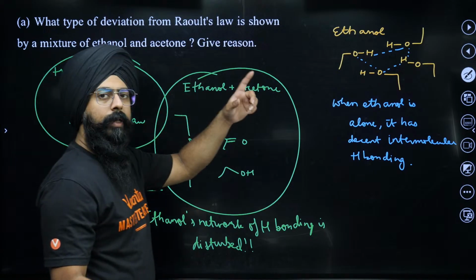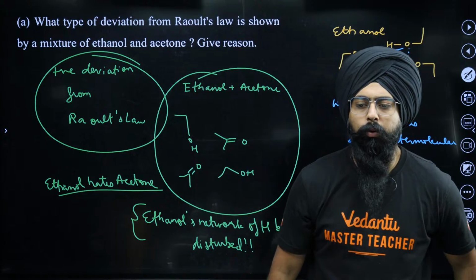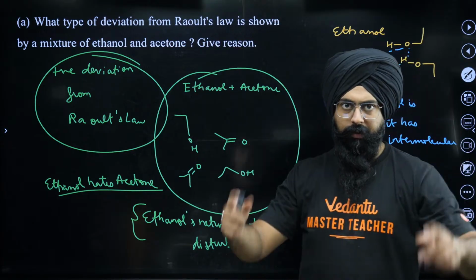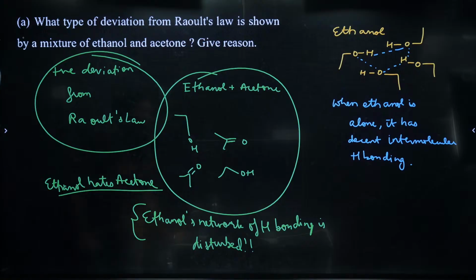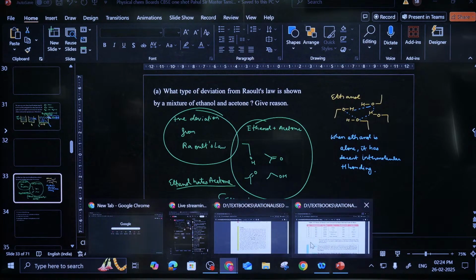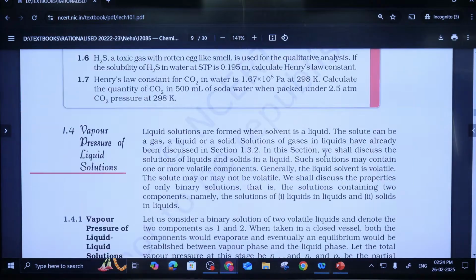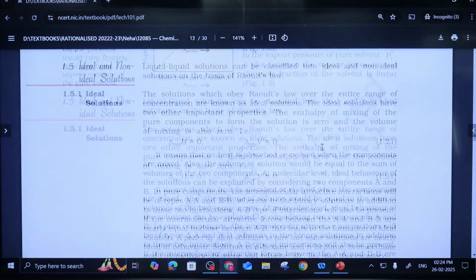So when two things love each other, negative deviation from Raoult's law. When two things hate each other, positive deviation from Raoult's law. Katie, now do you understand? So if we look at a handful of examples, you will understand this idea even better. Let's see.